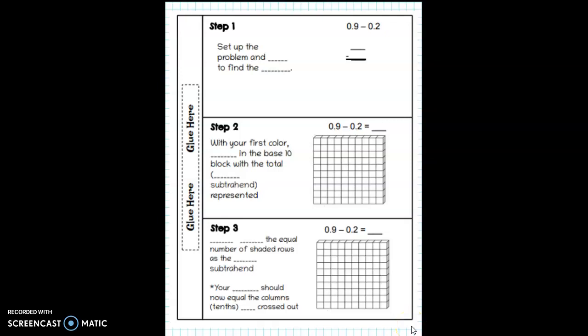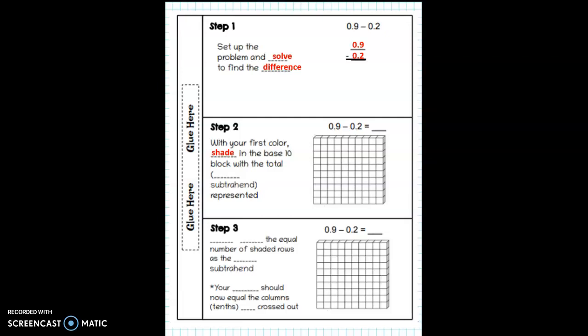In this lesson, we are looking at subtracting decimals using modeling with base 10 blocks. First, set up the problem and solve to find the difference. Notice when we write, the decimals are lined up, 0 decimal point 9 and 0 decimal point 2, so our place values stay lined up.